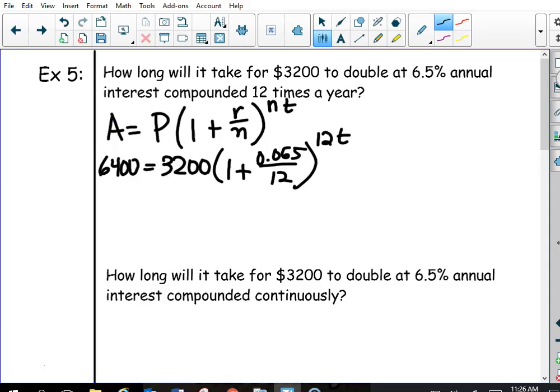And the first thing we're going to do is get rid of that 3,200 multiplying our base of our exponent. Now I want you to notice something, because we could have skipped a step here. When I divide 6,400 by $3,200, I'm going to get a 2. If they'd asked for tripling, I'd get a 3. If they asked for quadrupling, I'd get a 4. So you can actually skip to the 2 on this problem.